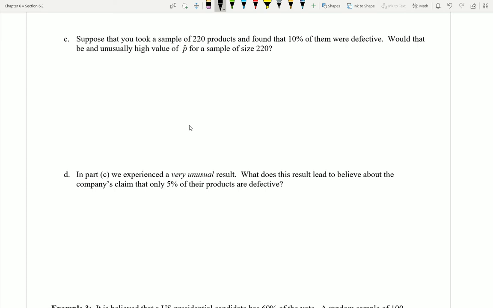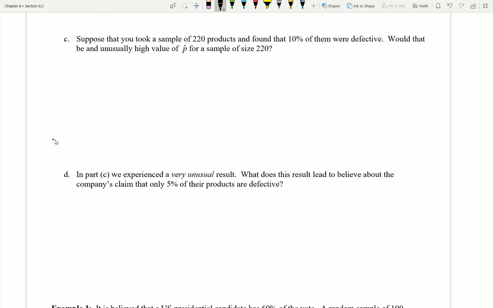Well, now let's take a look at part C here. Suppose that you took a sample of 220 products. You found that 10% of them were actually defective. Would that be an unusually high value for p-hat, if I have a sample size of 220?